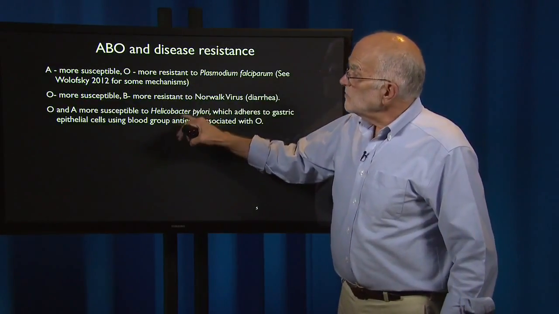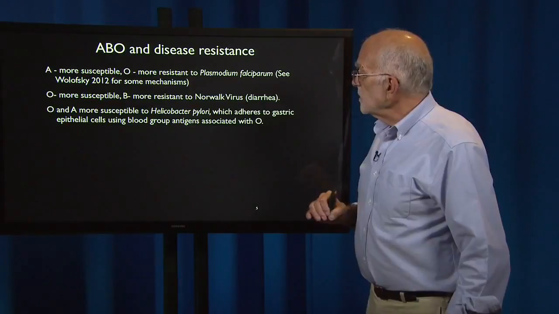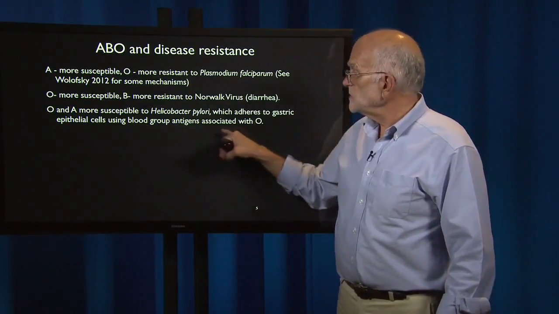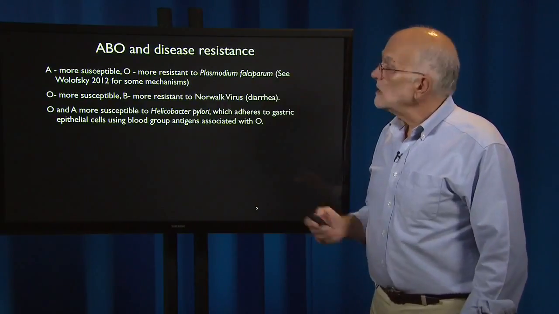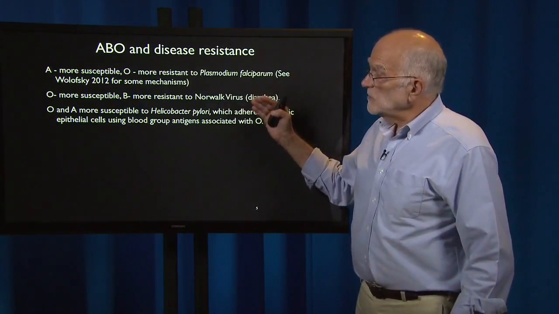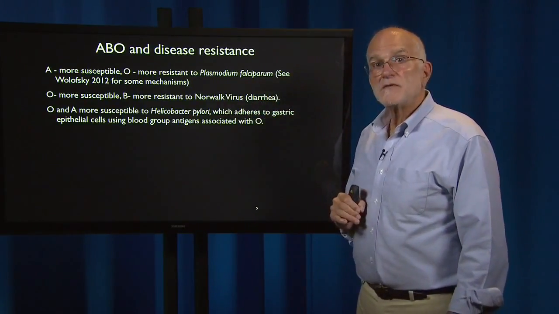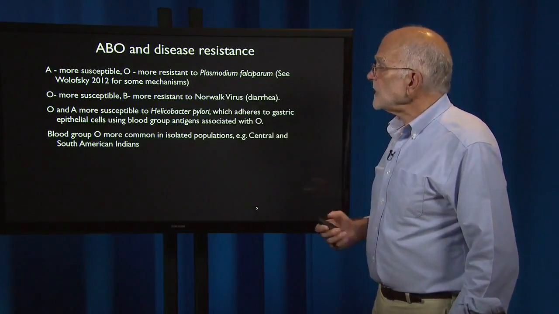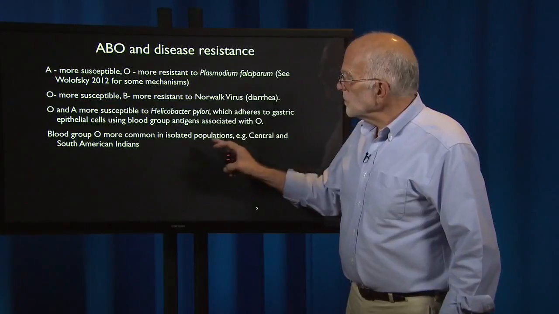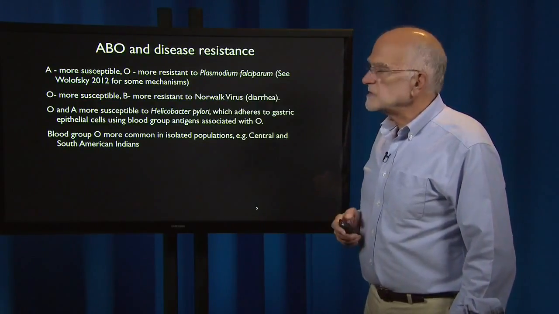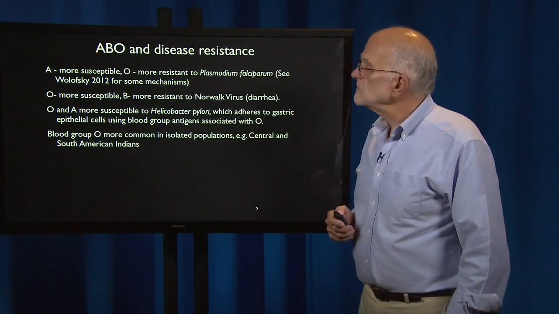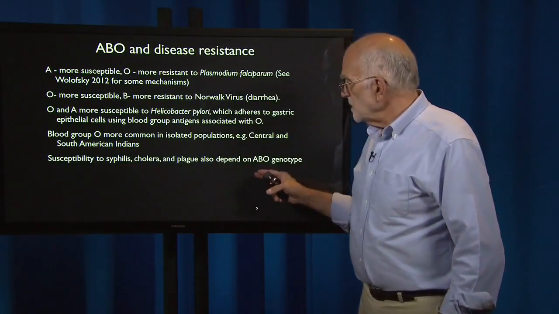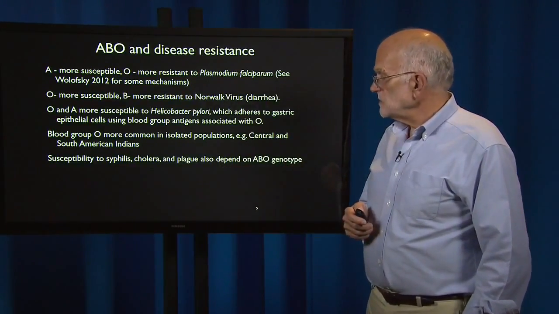O and A are both more susceptible to Helicobacter pylori, which adheres to gastric epithelial cells that use blood group antigens associated with O. So people with type O are going to be more susceptible to having stomach ulcers and gastric cancer. That blood group is more common in isolated populations in Central and South American Indians. Susceptibility to syphilis, cholera, and plague also depend on ABO genotype.